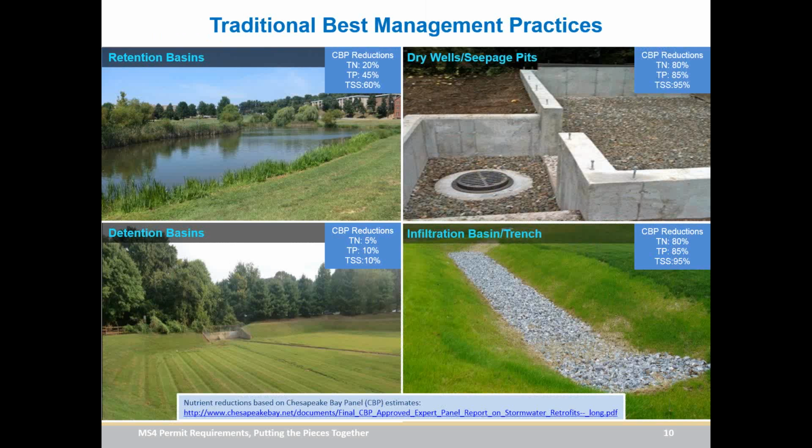So some of the traditional best management practices that you may see throughout your watershed can include dry ponds, wet ponds, various infiltration techniques, and in general, ponds have a fairly low nutrient reduction rate associated with them, and infiltrations have a little bit higher opportunities to reduce pollutants. Just as a FYI, these reductions are based on the Chesapeake Bay expert panel documents. There may be other documents out there that recommend different reductions based on your specific area.